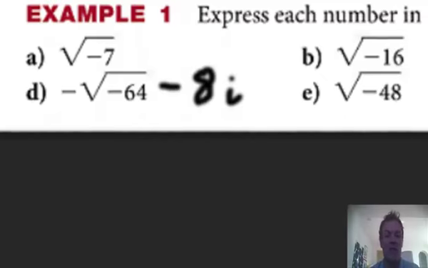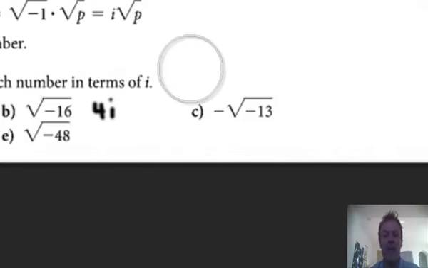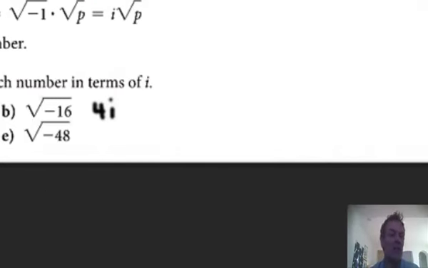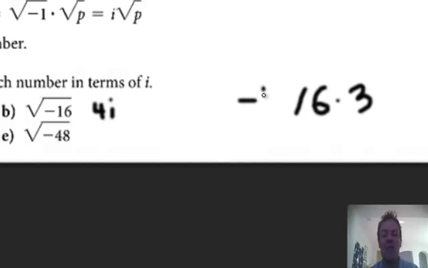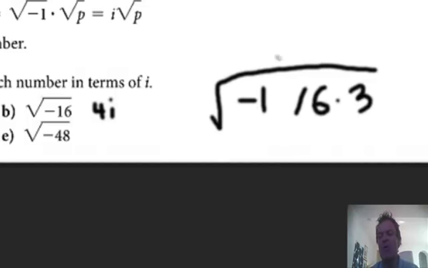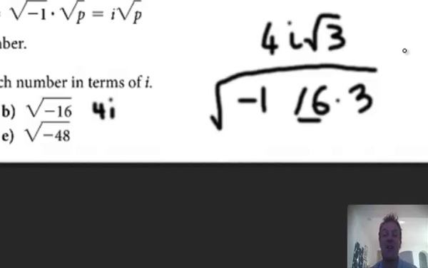Let me get myself an eraser. Let's have a look at this square root of negative 48. 48 is 16 times 3, because I can square root the 16. But also negative, so it's got a negative 1 in it. The square root of negative 1 is i. The square root of the 16 is 4. And I can't square root the 3, so just leave it like that. There you go. That's what that would be.